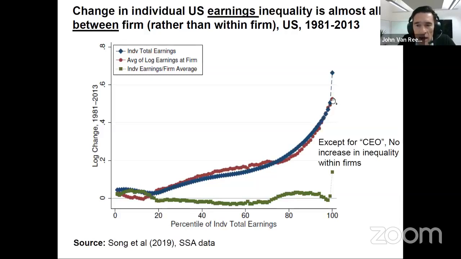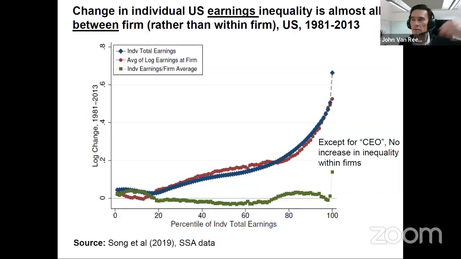What these red dots are showing you is the average earnings of the firm. And what these green dots are showing you is what's happened to inequality within firms. And the green dots are saying that within firms, there hasn't been much increase of inequality. Maybe right at the top, maybe CEOs are getting really big pay increases. But mostly the increase of inequality is not due to inequality increasing within a firm. It's because you get increasing differences between firms. If you're lucky enough to be at a high wage firm, you're getting a high wage. If you're unlucky enough to be at a low wage firm, you're getting a low wage.